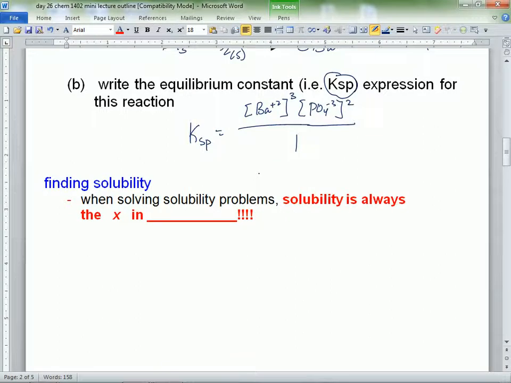Okay, I shouldn't be. Finding solubility. That's what today is all about. The homework is all about finding the solubility of calcium phosphate, and all these solids. When solving solubility problems, Danny, solubility is always the X in what? Does anybody know? Ice. It's going to be the X in ice. So what we're going to do is write the Ksp reaction and then do ice. Solve for X, that's your solubility.